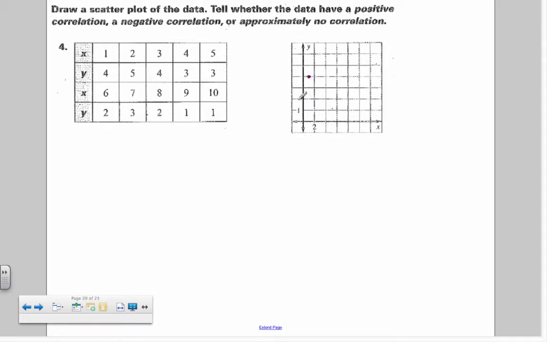My next pair is 2, 5. So I go over to 2, I go up 1, 2, 3, 4, 5, and put my dot. Then I have 3, 4. Over 3, which is about in the middle here. 1, 2, 3, 4. And then 4, 3. Go over 4. Go up 3. 1, 2, 3. 5, 3. 2, 4, 6, the 5 is right here, 3 is right here.